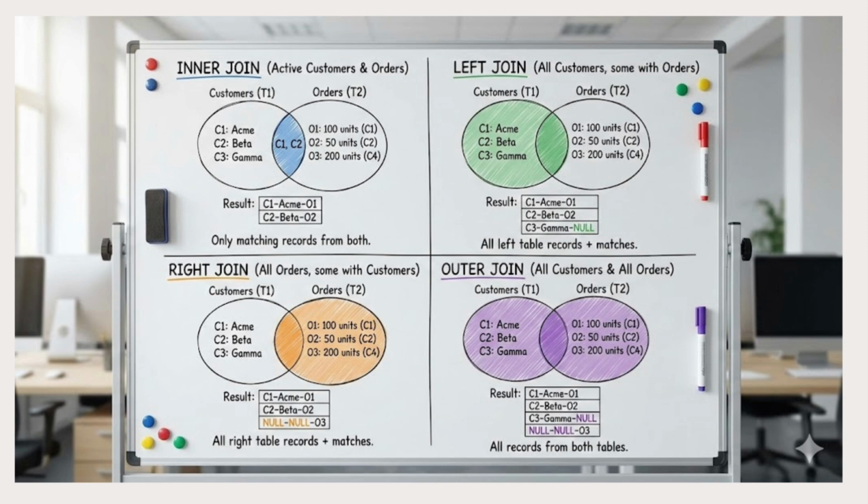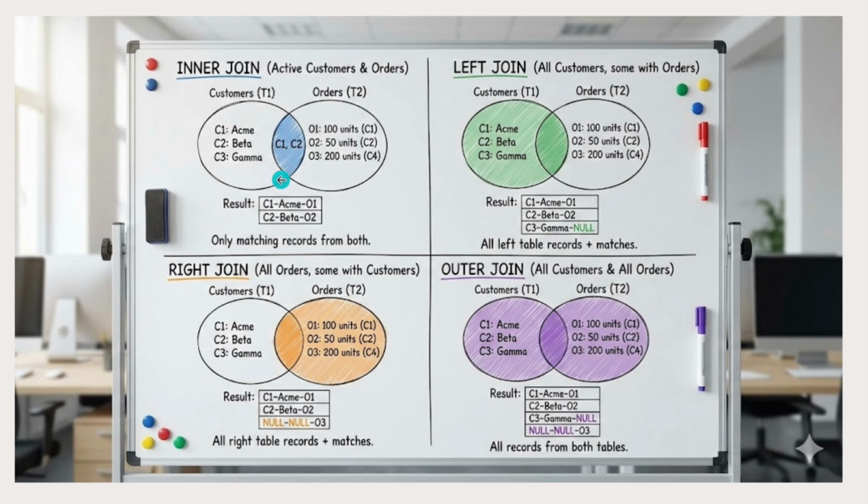Now, inner join keeps only the records that exist in both datasets. For example, if we merge the customers data and the orders data using an inner join, the resulting dataset that you can see will include only those customers who have placed an order. So C3 gamma is not in the resulting dataset, neither do we have the order number 3 that is placed by C4, who is not in the first table.